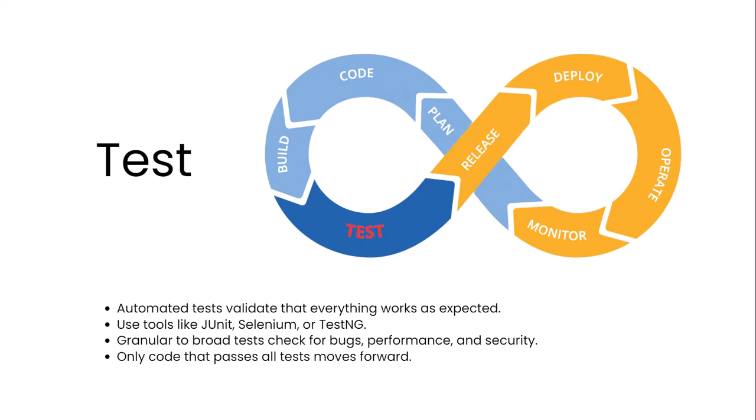If a test fails, the code doesn't move forward to deployment. It loops back to the code phase where the issue is fixed before testing starts again. This ensures that only code that passes all checks moves forward, reducing the risk of bugs making it into production.